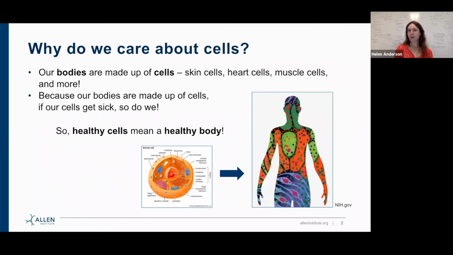So why do we care about cells? We care about cells because our bodies are made up of cells: skin cells, heart cells, muscle cells, and more. Every part of your body is ultimately made up of one or more different kinds of human cells. Because our bodies are made up of cells, if our cells get sick, so do we. So healthy cells mean a healthy body.